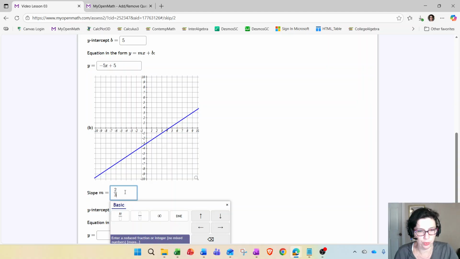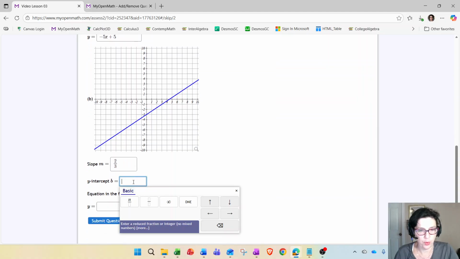Now we're going to write that down. The slope is 2/3, and the y-intercept is -3. Be careful how they want it. Sometimes they want it as a point, 0, -3, but in this case it just says reduced fraction or integer, so it just wants you to give the value.